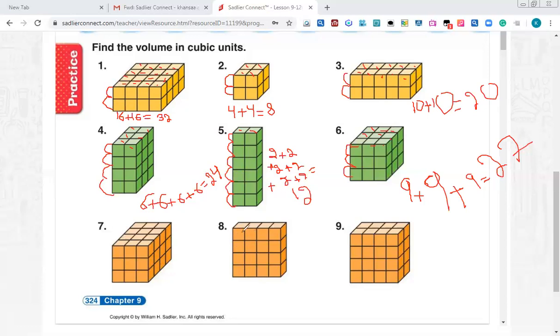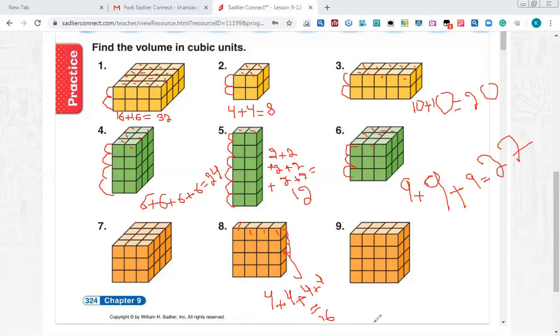Let's go to solve number 8. 1, 2, 3, 4. So 4 in the top layer, plus how many layers? 1, 2, 3, 4. So that means 4 four times. The answer is 60.